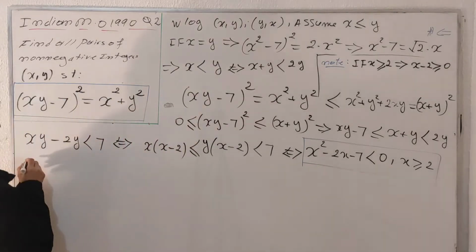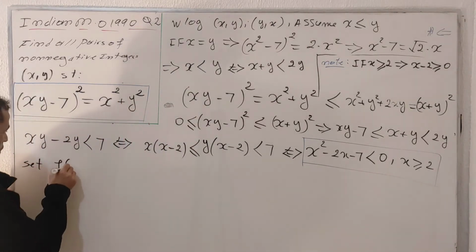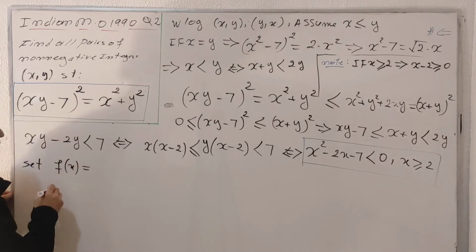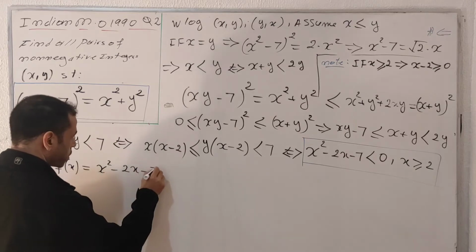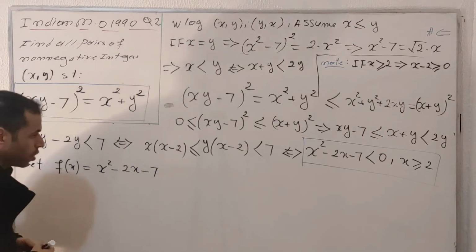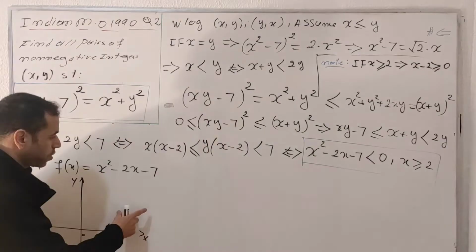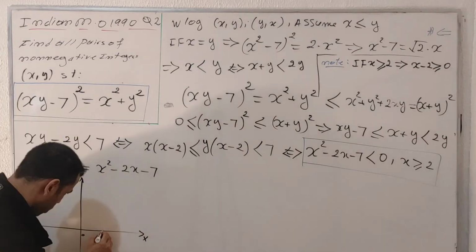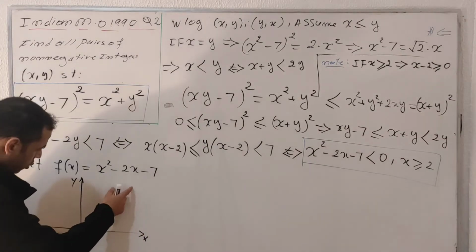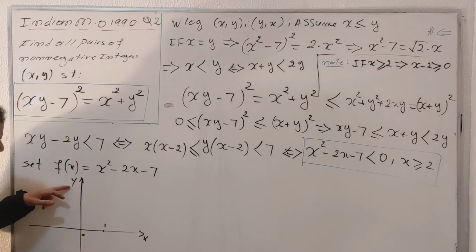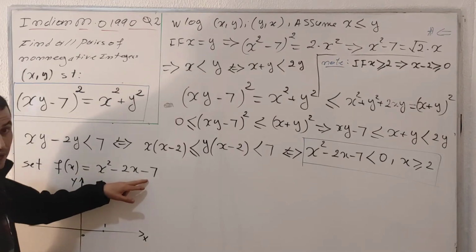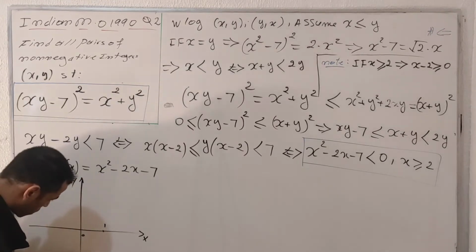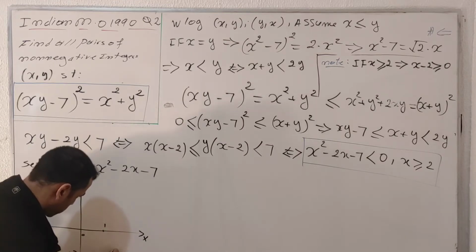Now let's set f of x equals x squared minus 2x minus 7. If I put this in the graph, I will have an upward-facing parabola. So this function is going to cross the vertical axis at the point minus 7, because if you take x equals 0, it gives us minus 7 as output. So I will have minus 7 here. This is the general picture for this function.